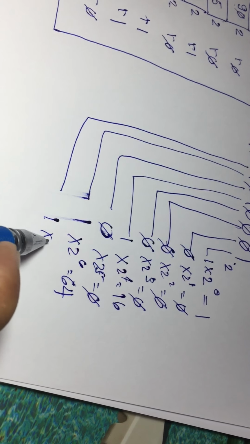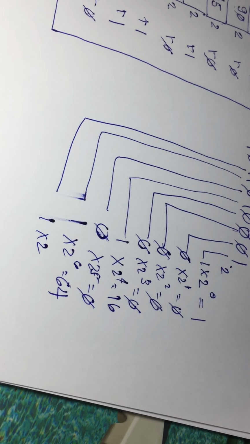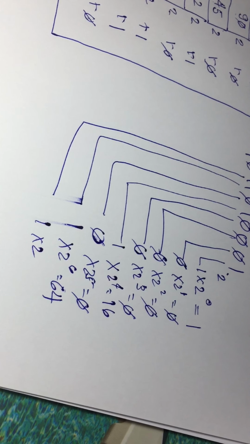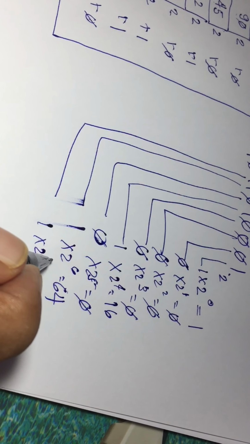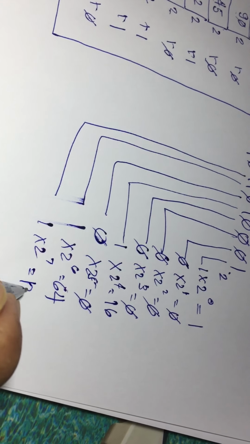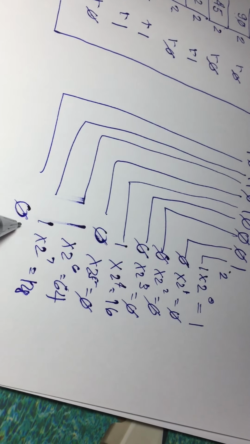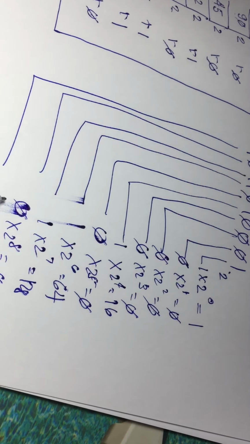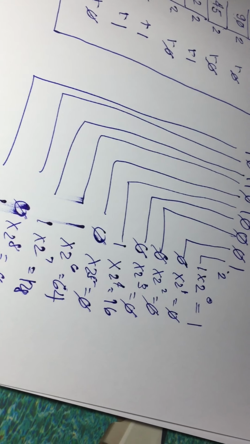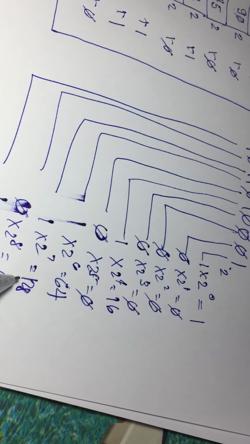Okay. 1 times 2 raised to 7 is 128. And then the next, so 0 times 2 raised to 8, we have 0. And finally, the last binary digit, 1 times 2 raised to 9, is 128, 256, 512.